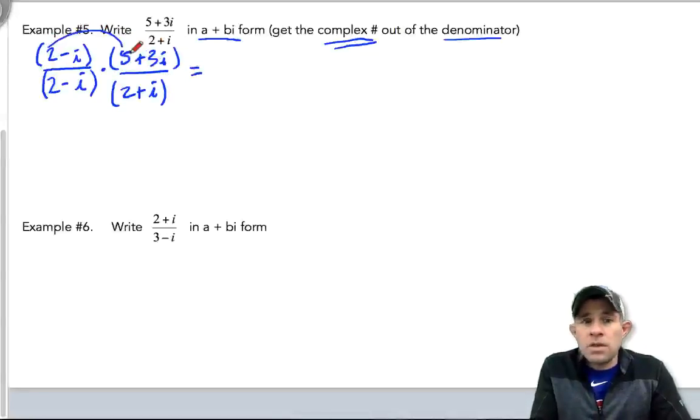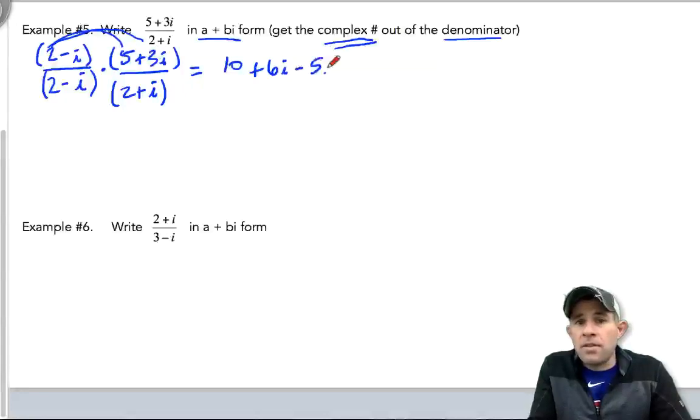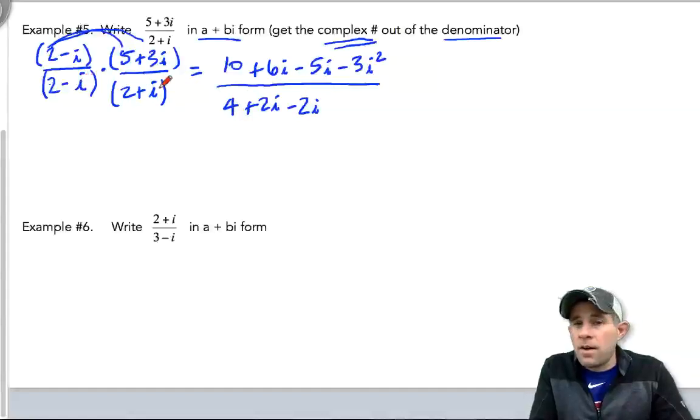So 2 times 5, which is 10, and a 2 times a positive 3 is plus 6i. Now we have a negative i times that 5, so that's negative 5i. And a negative i times a positive 3 is negative 3i squared. All right, all divided by, now on the bottom, we're going to have 2 times 2, which is 4. And then a 2 times a positive i, which is a positive 2i, and a negative i times a 2, which is negative 2i, and then a negative i times a positive i, which is negative i squared.